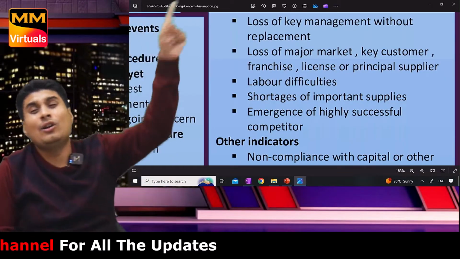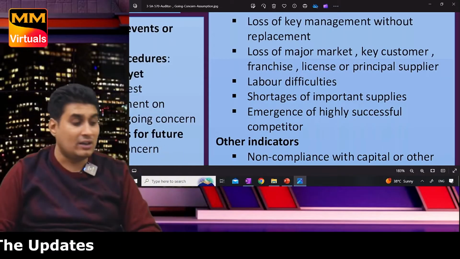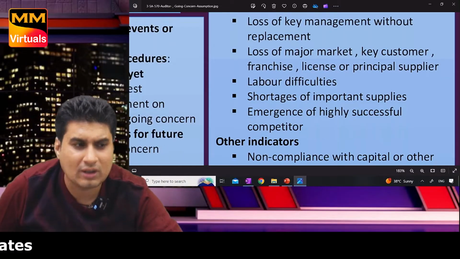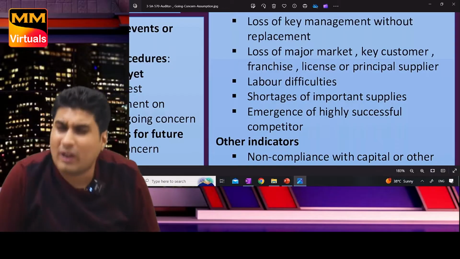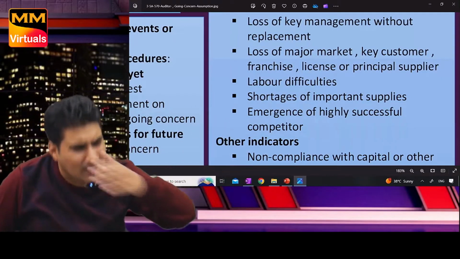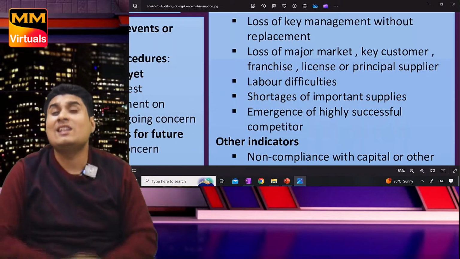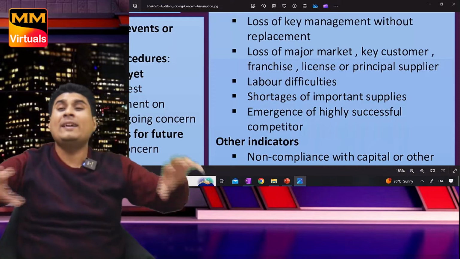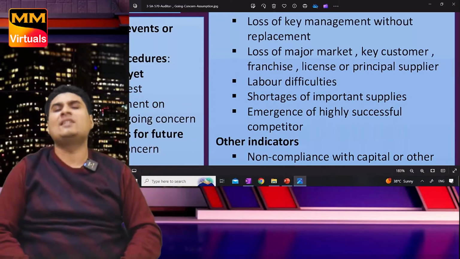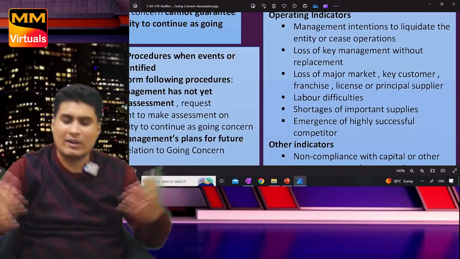If you want to remember, again the same: raw material, work in progress, finished good. Raw material, loss of major supplier. Labor difficulty, you cannot produce, only in work in progress. Now come to FG, finished good: loss of major customer. Your major customer is no longer there. Labor difficulties are there. Management intention to liquidate the entity. Emergence of highly successful competitor. Very simple. What are other indicators?